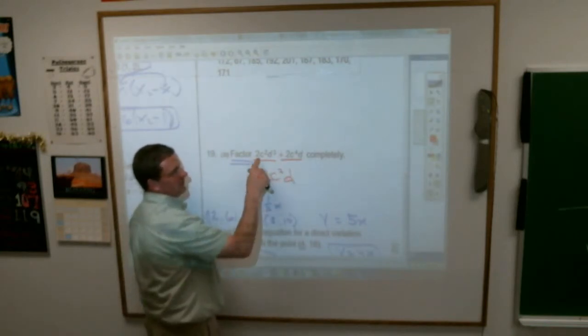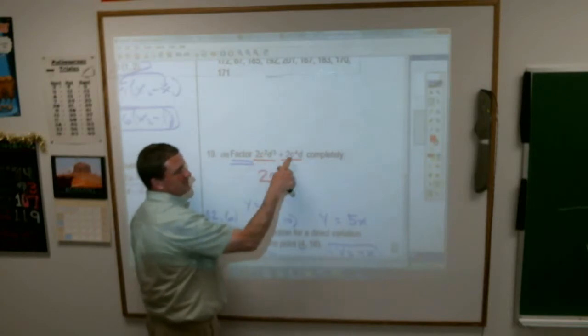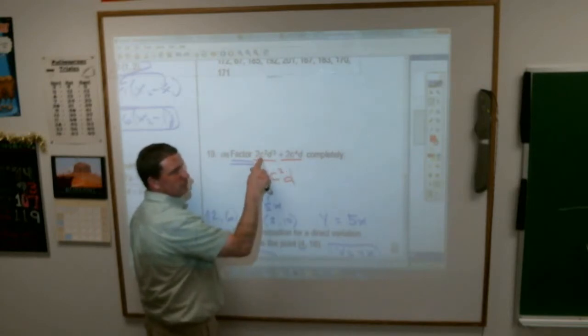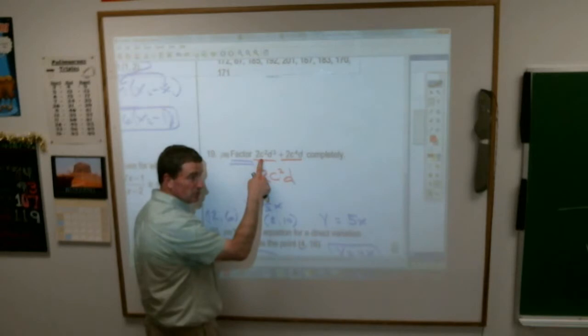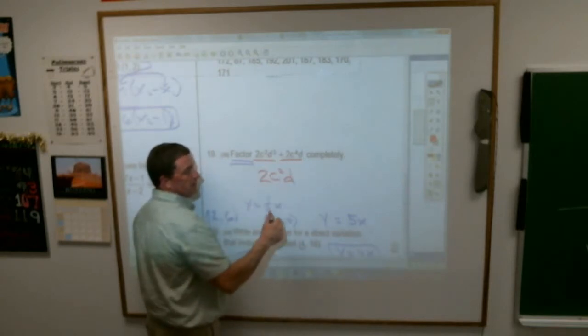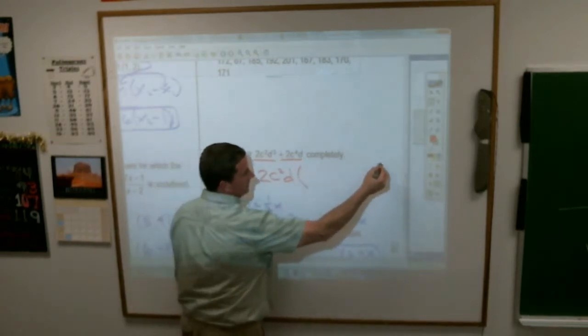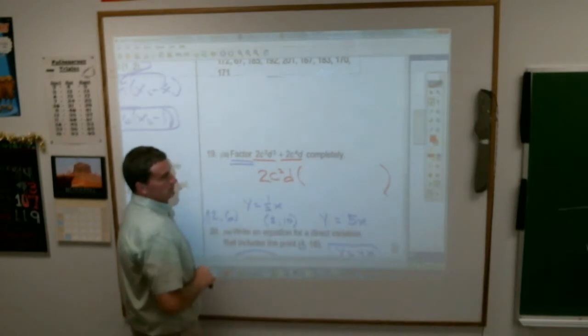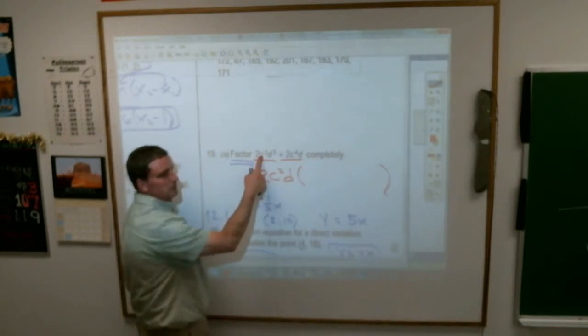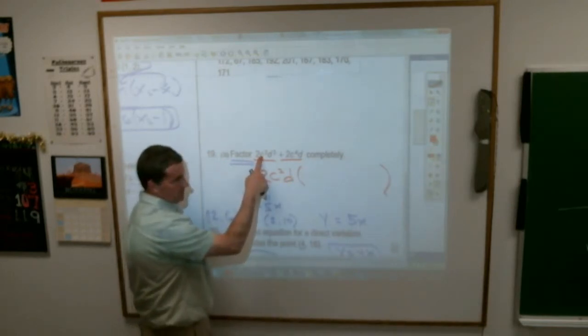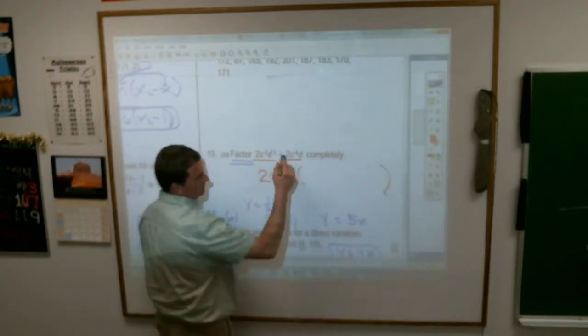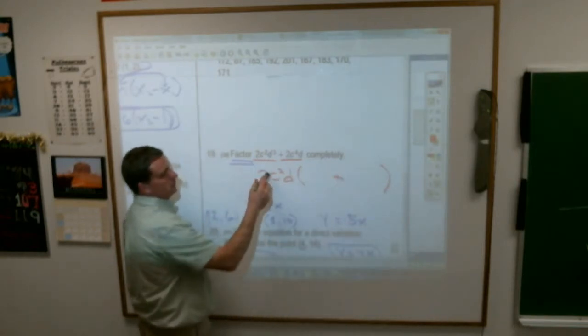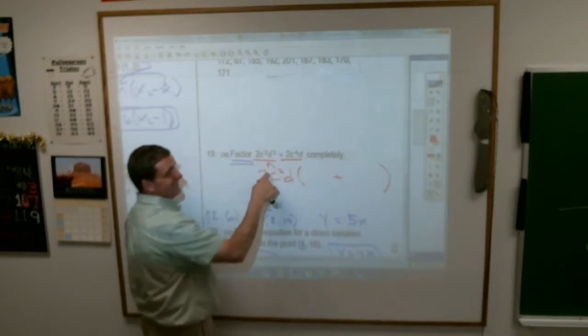What's the biggest you can take out of them? Why isn't it c to the 4th power? Because I can't take 4 c's when I've only got 2 c's. It's what you can get out of both of them. And then you have to put the parentheses. You can't take 3 c's out of a c squared. Then you have to put the parentheses and ask, what do I multiply this by to get this?